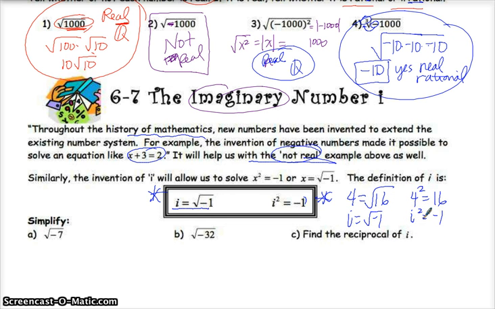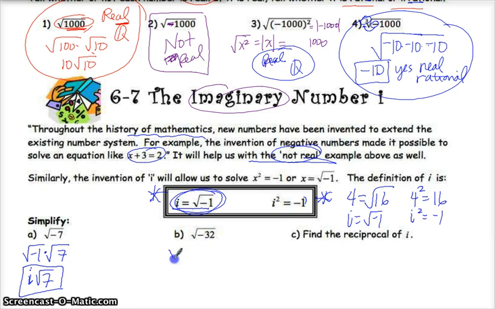So when you're looking at a question like the square root of -7, you can think of it as taking the square root of -1 times the square root of 7. But the square root of -1 as defined by the imaginary number just equals I. So the square root of -7 simplifies to become I root 7.